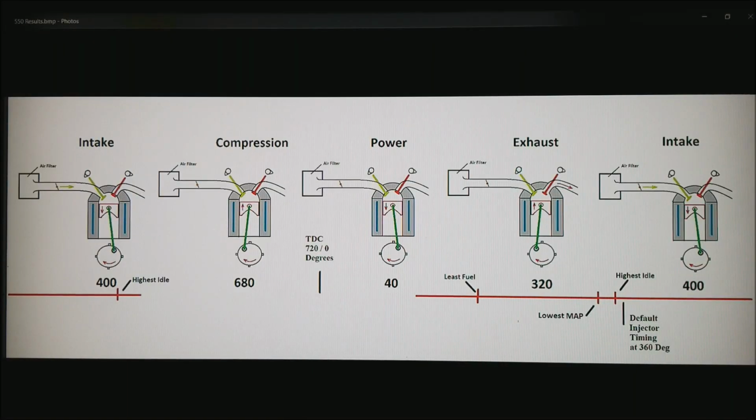So now if we go back to our four engine cycles, or the way it's drawn is five because there's two intakes, the range that I actually tested was from about here up through about 450 degrees. Notice that the least fuel was right about here, and the lowest MAP, manifold air pressure, was there, and the highest idle was just below the default setting of 360. So depending on what you want to maximize, I would guess this motor would like to see somewhere in this range, about 340 degrees, just as a way to optimize as many things as possible.